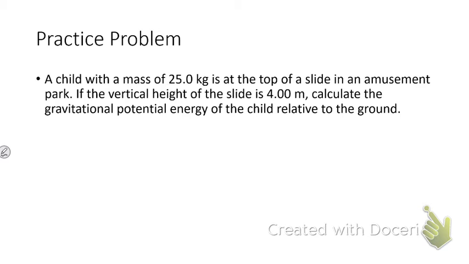We've introduced a few formulas. We have velocity and acceleration. Now we have kinetic and potential energy, right? So it's a really good idea to put down our variables, and that's going to help us decide which formula to solve the problem with. So a child with the mass of 25 kilograms, so mass equals 25 kilograms, is at the top of a slide in an amusement park. If the vertical height of the slide is 4 meters, calculate the potential energy of the child relative to the ground.